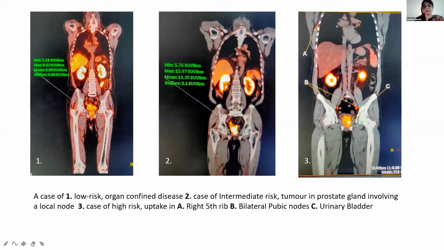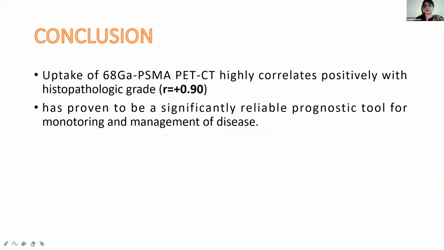There is a low risk case, which is just an organ confined disease, and this is a high risk case, in which we can see metastasis in the 5th rib and suprapubic nodes, and also involvement of the urinary bladder. So this concludes that gallium-68 PSMA PET-CT highly correlates with the histopathological grade, and it is proven to be a significantly reliable prognostic tool for monitoring and management of the disease.